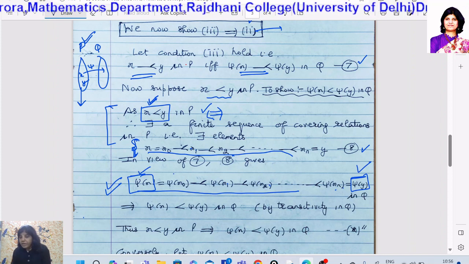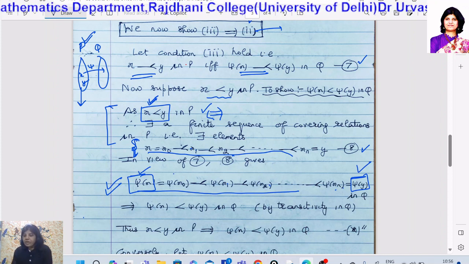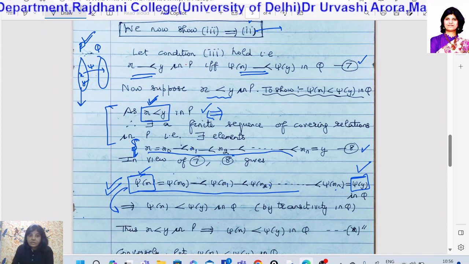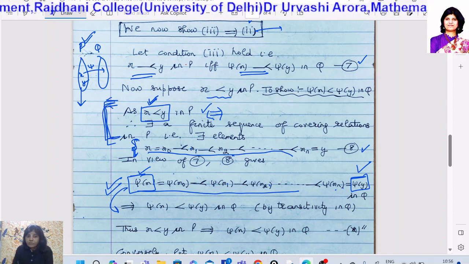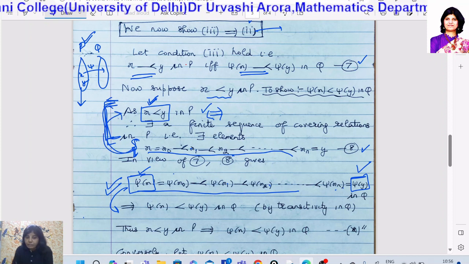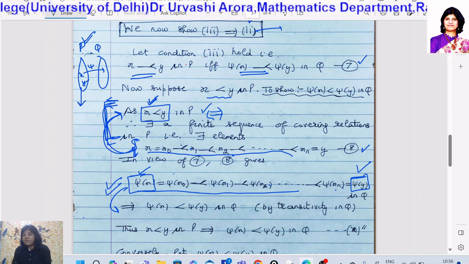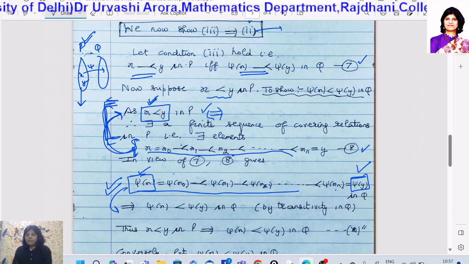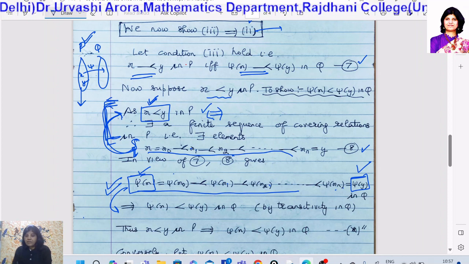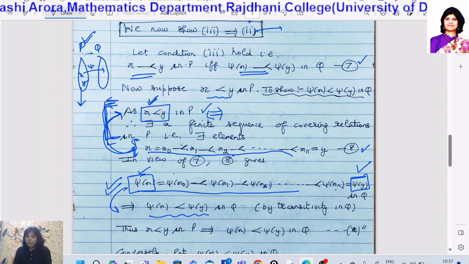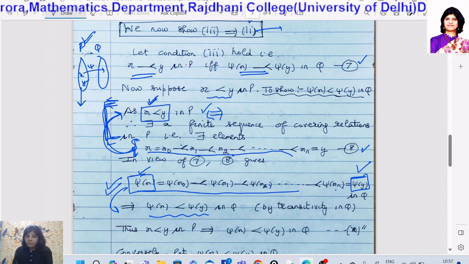So if you are getting a finite sequence of covering relations between psi x and psi y, automatically, because the converse of this result holds, from here you get this. If finite sequence is given to you, you get that the elements are strictly related. So here, because there is a finite sequence of covering relations between psi x and psi y, psi x is strictly less than psi y in Q. So this is one way of giving the argument.